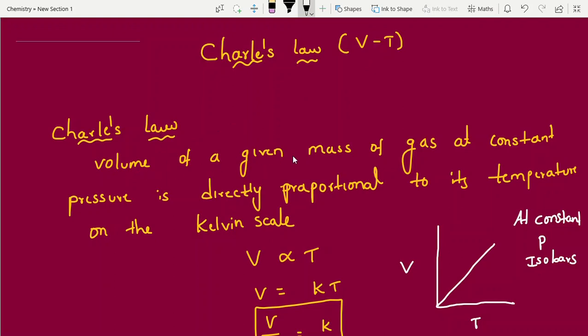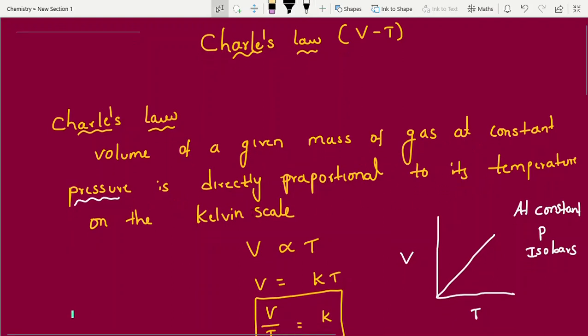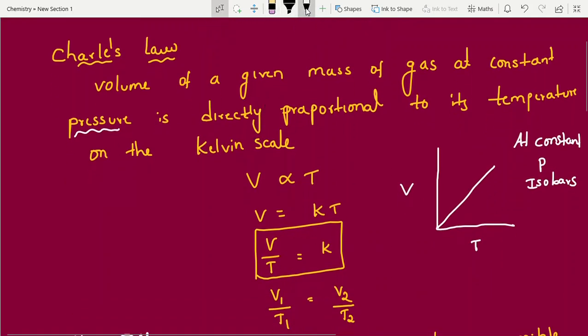Charles law: the volume of a given mass of a gas at constant pressure, means we call it isobars, whereas in Boyle's law we call it isotherms. Temperature remains constant there. Here pressure remains constant, meaning isobars, the graphs. The volume of a given mass of a gas at constant pressure is directly proportional to its temperature on the Kelvin scale. So we express it in both Kelvin scale and degree scale, students.